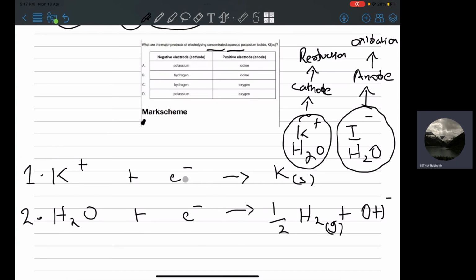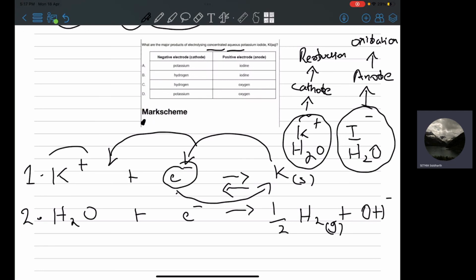Well, the first thing that you should always think of is, do alkali metals, or do the ions of alkali metals, want to gain electrons to form their non-ionized state? Do they want to do that? Or do they want to rather lose an electron to form their ionized state? Which one do they want to do? Well, if you guessed that they want to lose electrons, you're absolutely right. K will rather lose electrons and form K plus rather than K plus gaining an electron and forming K.